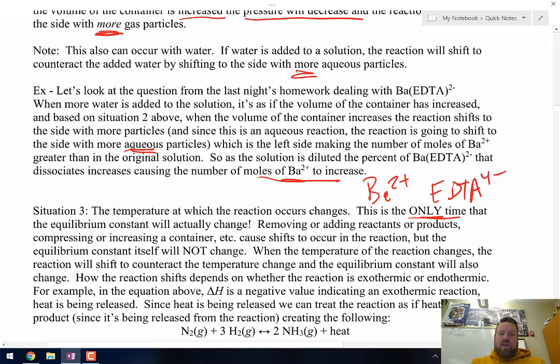Okay, removing or adding reactants or products, compressing or increasing a container causes shifts to occur, but the equilibrium constant itself will not change. When the temperature of the reaction changes, though, the reaction will shift to counteract the temperature change, and the equilibrium constant will also change. Okay, how the reaction shifts, though, depends on whether the reaction is exothermic or endothermic.